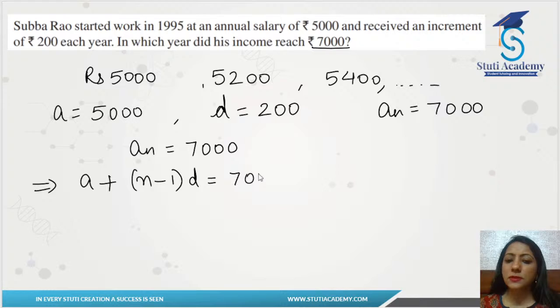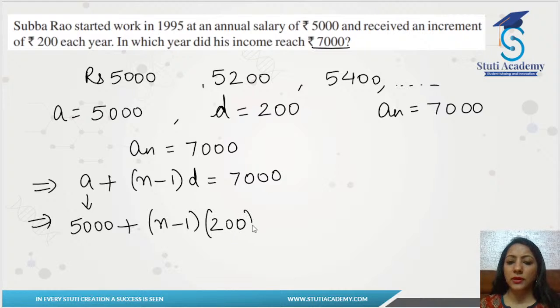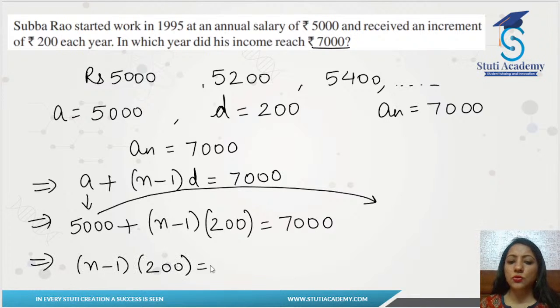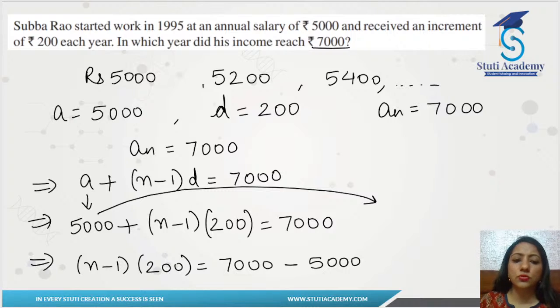That is 7,000. And we will replace here a by 5,000. So we have 5,000 here. Then we have n minus 1 into d. d here is 200. That's equal to 7,000. Now this 5,000 will go on the other side and get subtracted. So we'll get n minus 1 into 200 equal to 7,000 minus 5,000. So 7,000 minus 5,000 will give us 2,000.